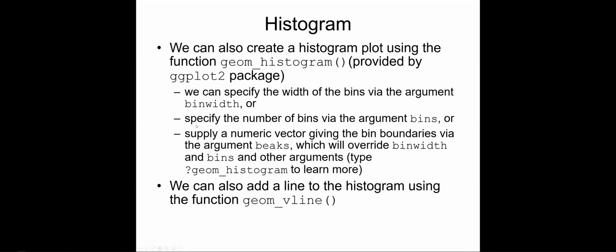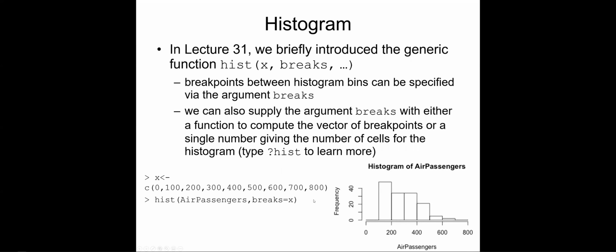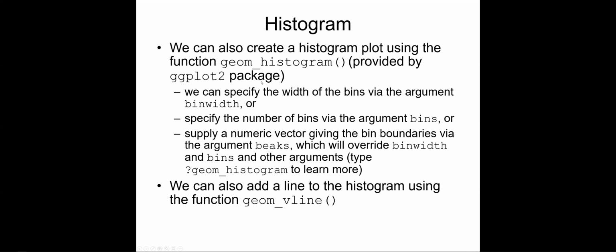You can specify that, and then you can specify the number of bins you want by the argument called bins, or you can also supply a numeric vector as we did before. Again, there's another argument called breaks in geom_histogram that you can supply stuff like that. But if you use breaks and you also use bin width, then the breaks argument will override the bin width argument. So if you use both, bin width will be ignored, and it will use the breaks argument.